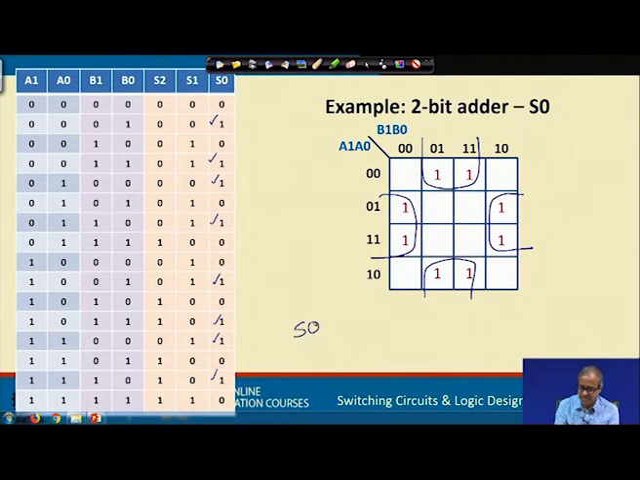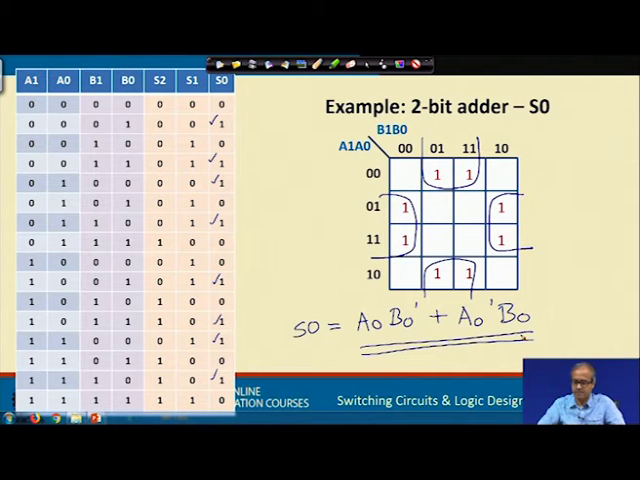So, S0 you can write, these two will be A0 and 0 0 and 1 0 B0 bar, plus these two 0 0 and 1 0 A0 bar and 0 1 1 1 B0. This is the minimum form, right. So, in this way you can minimize the expressions. This is the minimum form.